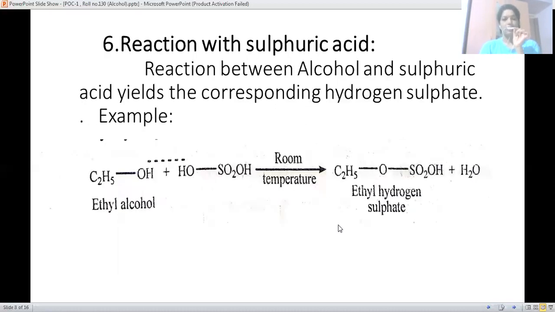Then the reaction with sulfuric acid. Ethyl alcohol reacts with sulfuric acid. The sulfuric acid formula is H2SO4.